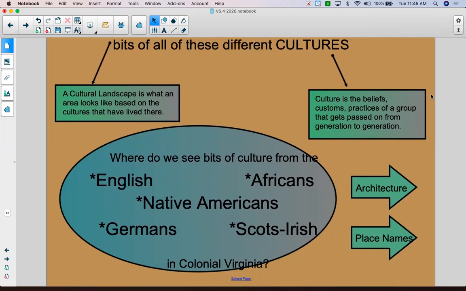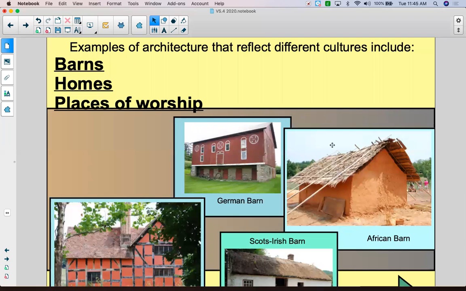Culture is the beliefs, customs, and practices of a group that get passed on from generation to generation. So where do we see bits of culture from the English, Africans, Native Americans, Germans, and Scots-Irish in the Virginia colony? Let's see. Examples of architecture that reflect different cultures include barns, homes, and places of worship.